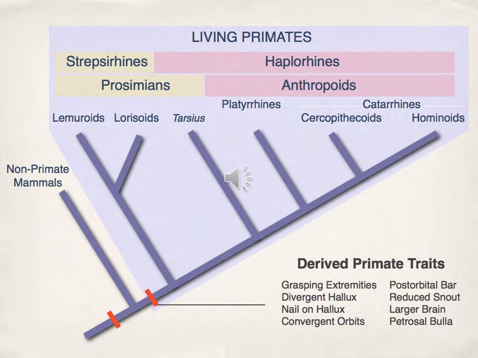So derived primate traits typically include grasping extremities, having a divergent hallux. This is a big toe that is used for grasping, that's not in line with the other toes. Our toe in humans is non-divergent. It's convergent with the other toes, and that's because we've adapted to walking on two legs. And there's typically a nail on this big toe. Some of the more primitive primates, like lemurs and lorises, and even tarsiers, will have some claws.